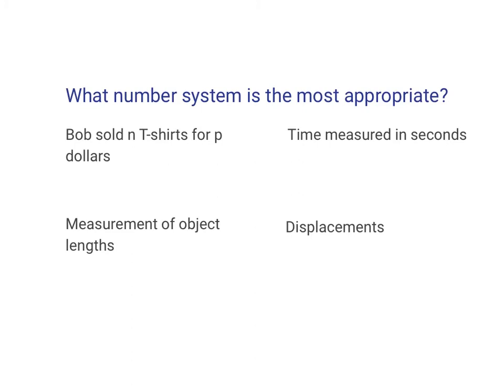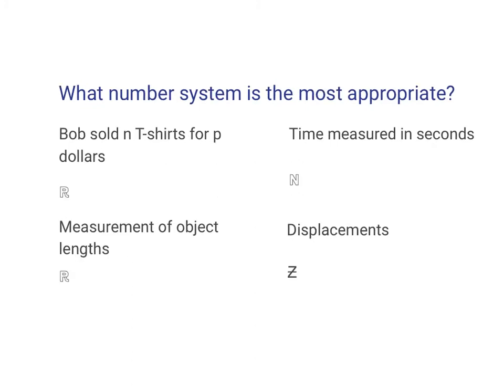So in class, we'll have a quick discussion about which number system would be the most appropriate for each of these measures. And because Bob could sell t-shirts for P dollars, it does say dollars, it doesn't say dollars and cents. So you could argue that the natural numbers might work for that, but that would have to presume that he is only using whole numbers and he's not charging tax, right? So he's selling them for like $10, period.